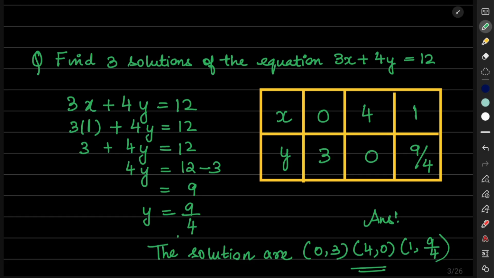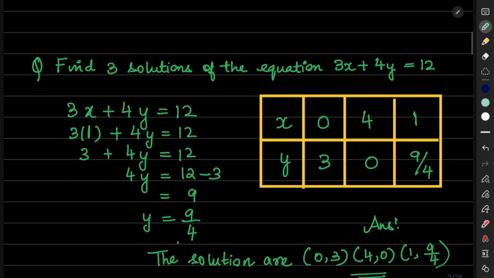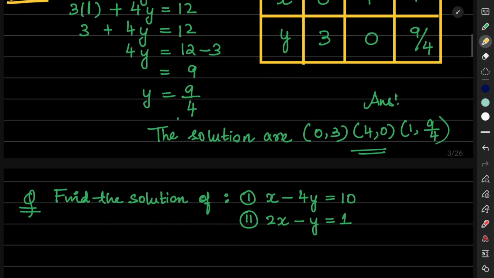The next one. Whenever you're given a linear equation, you just have to randomly take any x value and find out what y is, or take any random y value starting from 0 and find the x value, and write it in the form x, y. This is how you have to find the solution. Hope you understood. Let us move on to the next question.